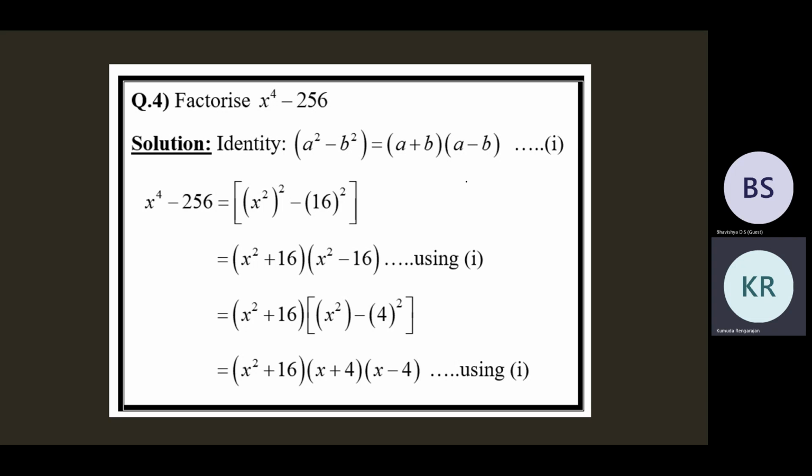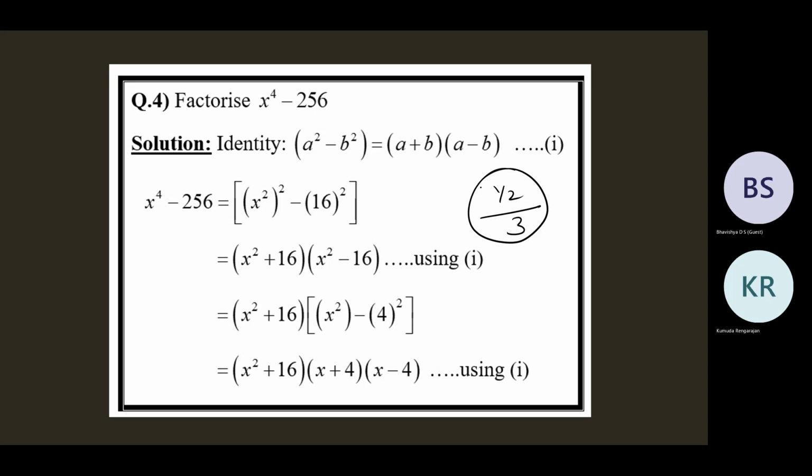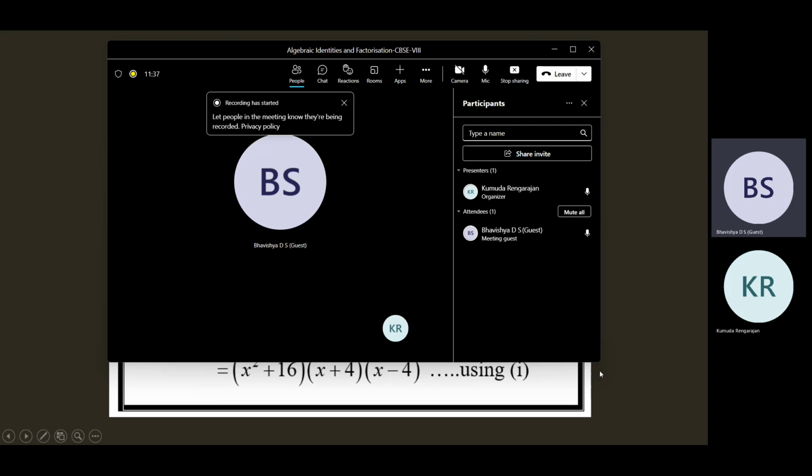Since you've written the identity, I'll give you half. This is for 2 marks. No, this is for 3 marks. So I'll give you half a mark for writing the identity correctly. All right? Yes, ma'am. All right.